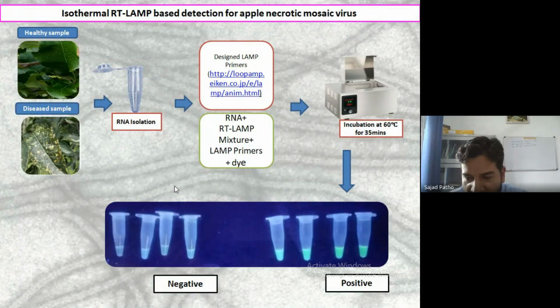But if it is infected, it will give color. But here you can see we have to go for the RNA isolation. Now we are standardizing it so that we should take the sap only, not the RNA. When we take the sap and put it in this tube with the help of this RT-LAMP mixture, it will give us the color.